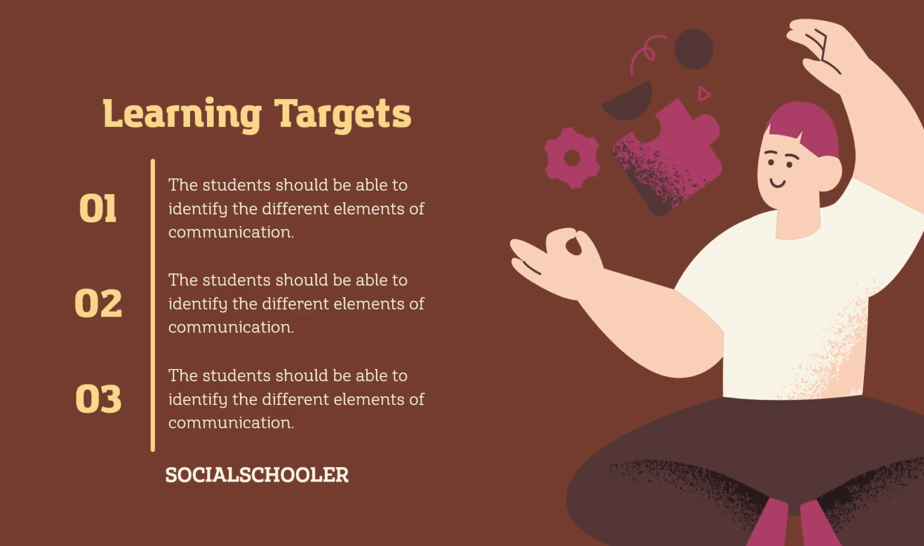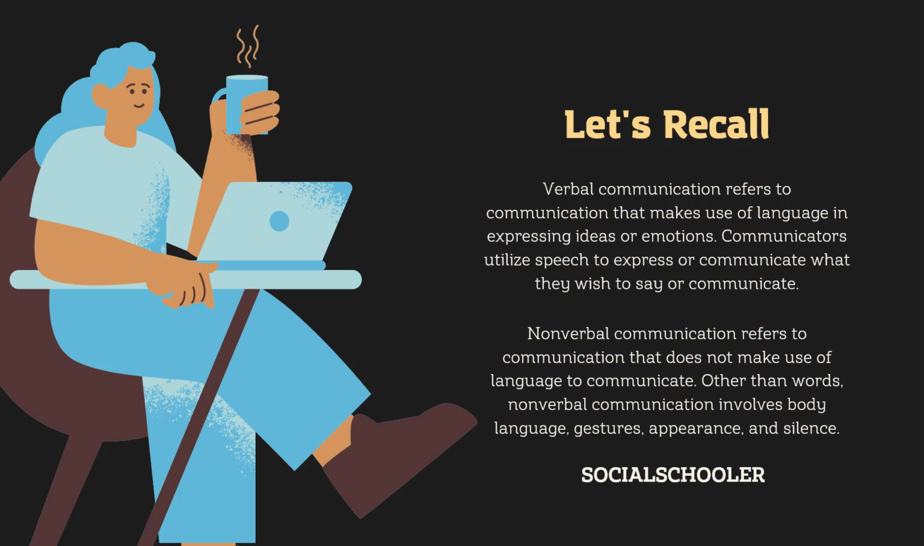Let's start. Learning targets: the student should be able to identify the different elements of communication. Let's recall. Verbal communication refers to communication that makes use of language in expressing ideas or emotions. Communicators utilize speech to express or communicate what they wish to say.